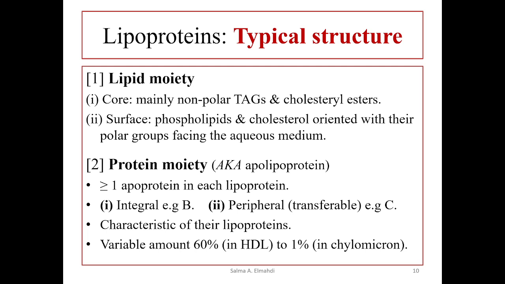The protein moiety, also called the apolipoprotein part of a lipoprotein: at least one apoprotein will be present in each lipoprotein. It could be more than one. The proteins can either be integral, like apolipoprotein B, or peripheral, that is transferable between different lipoproteins, like apoprotein C. Protein components are characteristic of their lipoproteins, and there are variable amounts of protein content. For example, as we said, HDL, which has the highest density, has 60% of its content as protein, compared to only 1% protein content in chylomicron.